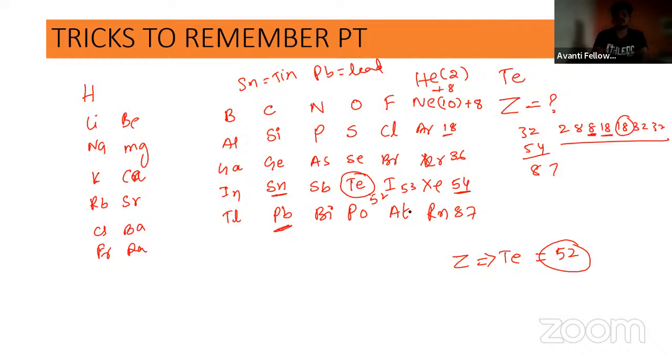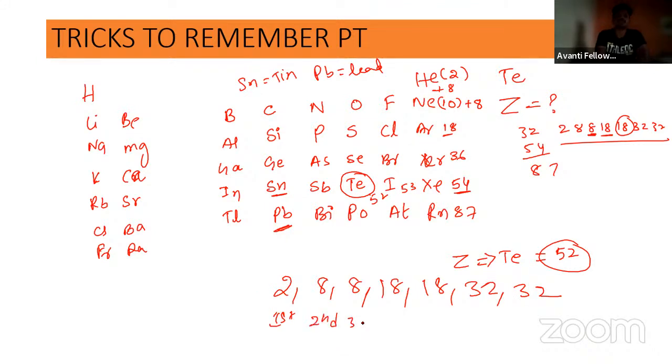Right. Okay, so this is the magic number trick. Again, remember 2, 8, 8, 18, 18, 32, 32. Very, very most important. This is first period. This is second, third, up to 7 periods. Okay, 7th period. So hypothetically one question I would like to ask. I will see how many people will tell.